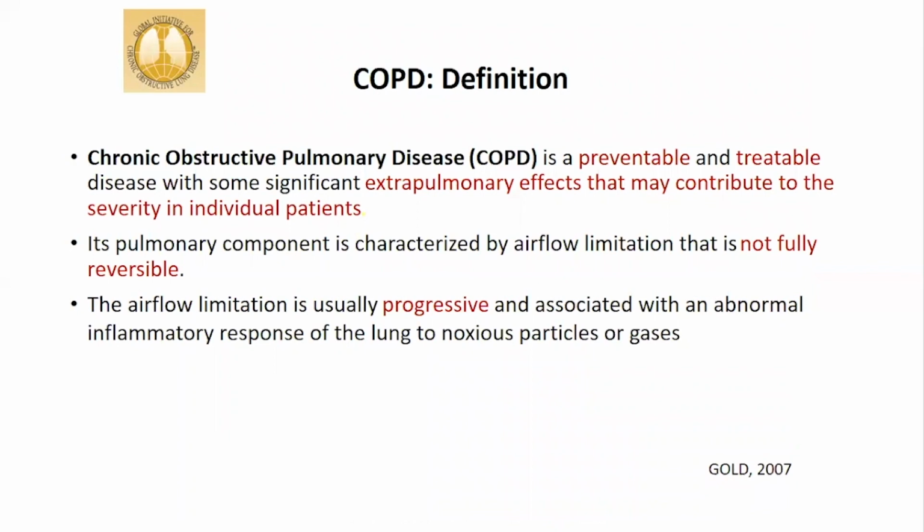This is an old definition. This was given by GOLD in 2007. It states that chronic obstructive pulmonary disease is a preventable and treatable disease with significant extrapulmonary effects. So this means that COPD, although it's a pulmonary disease, is not really an exclusive pulmonary disease because there can be extrapulmonary or systemic complications. It is also characterized by airflow limitation that is not fully reversible, and the disease is progressive. It means you might start with a mild disease, but eventually the disease will progress.